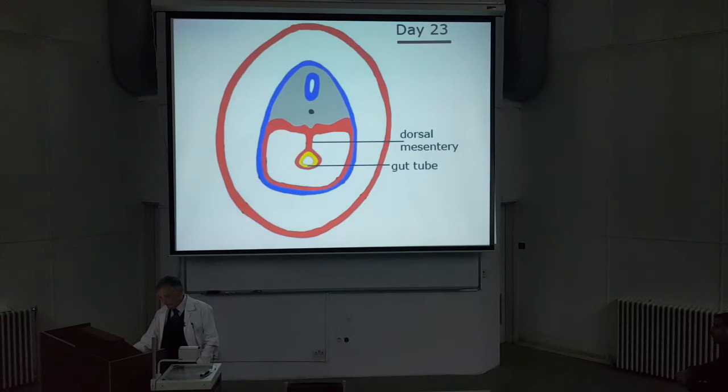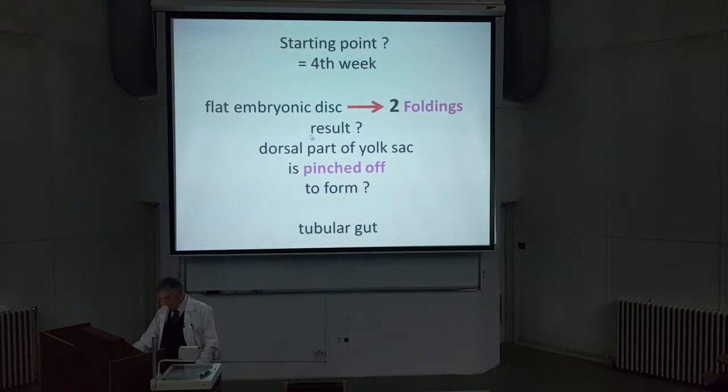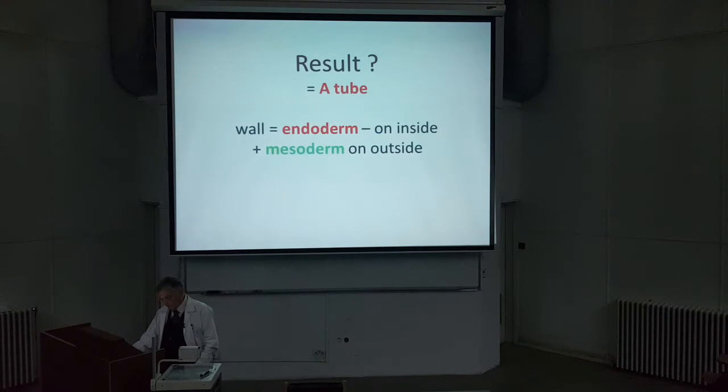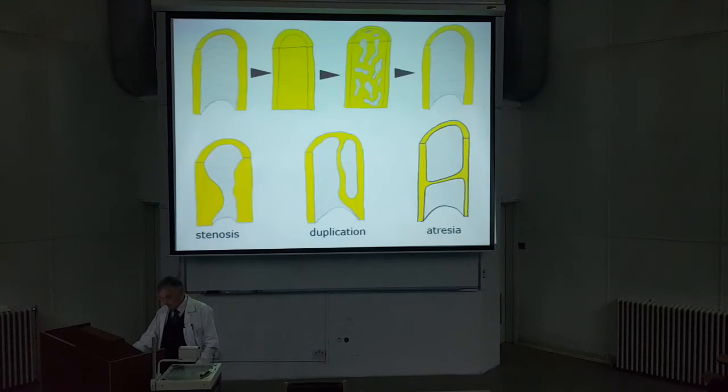Now in day 23 we have the tube of the gastrointestinal tract formed with a dorsal mesentery. So the starting point is at week 4. We have two foldings of the embryo. The result is pinching off part of the yolk sac to form the tube. So the tube wall is made of endoderm and mesoderm.